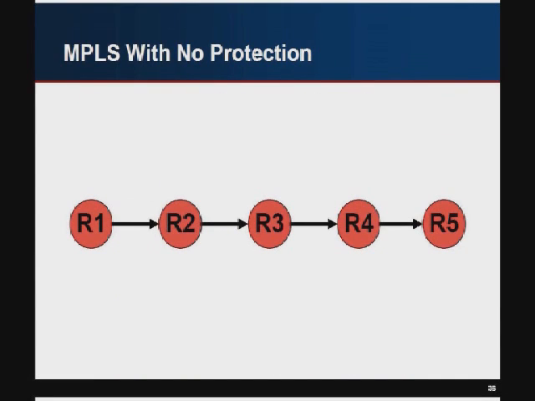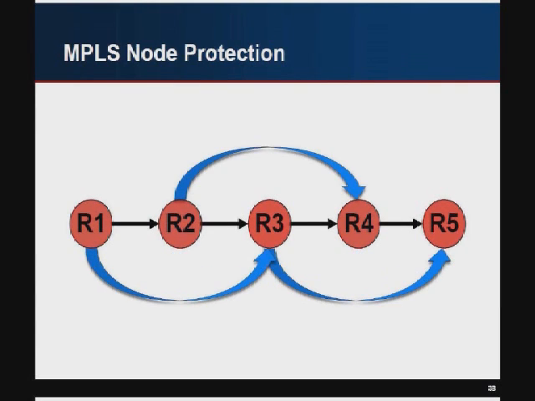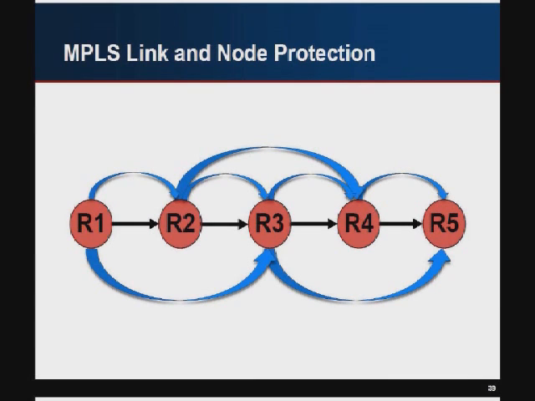in this diagram, you have 5 routers with your regular forwarding path with no protection. Here's what happens if you add link protection. You go out and you look for a bypass path that doesn't go over the link that's being used. Here's what happens if you use node protection. You go out and look for a way to a different router other than the one that you're directly talking to. And then here's what happens if you use both.